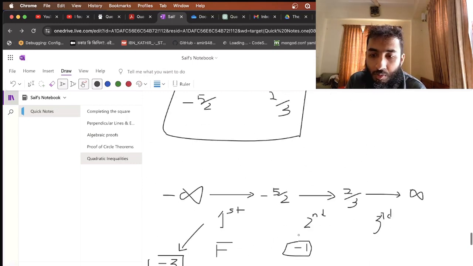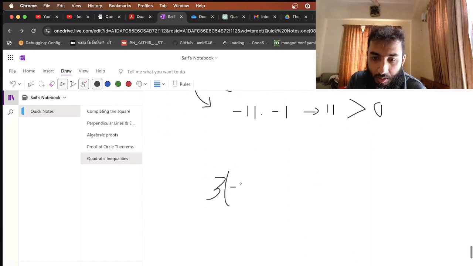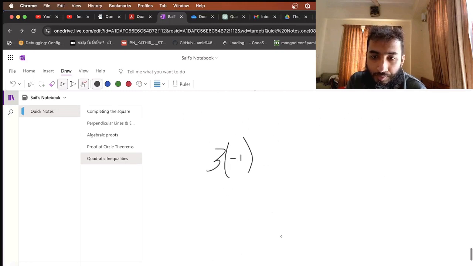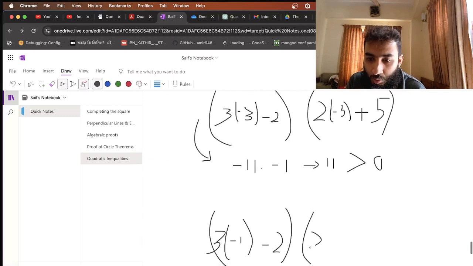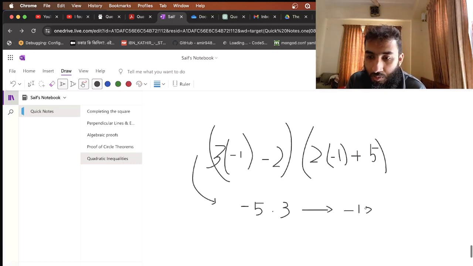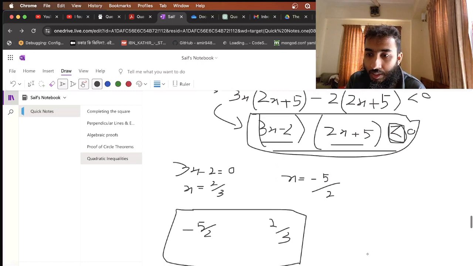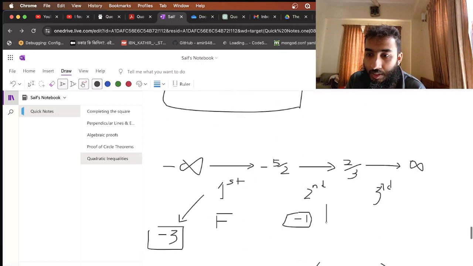If you use the value minus 1 in this inequality, 3 into minus 1 minus 2 is one term, and the other term is 2 into minus 1 plus 5. So what is the result? 3 into minus 1 is minus 3 and minus 2 is minus 5, multiplied by 2 into minus 1, which is minus 2, plus 5, which is plus 3. So this is minus 15, which is less than 0. So it does satisfy the condition. So the second interval is true.